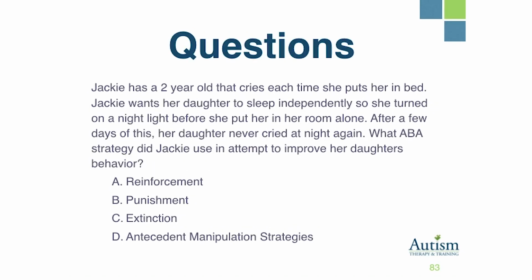Jackie has a 2-year-old that cries each time she puts her in bed. Jackie wants her daughter to sleep independently, so she turned on a night light before she put her in her room alone. After a few days of this, her daughter never cried at night again. What ABA strategy did Jackie use in an attempt to improve her daughter's behavior? A. Reinforcement. B. Punishment. C. Extinction. Or D. Antecedent manipulation strategies.